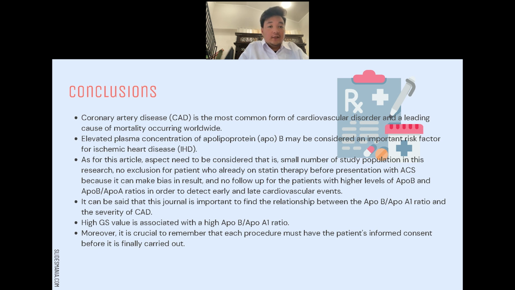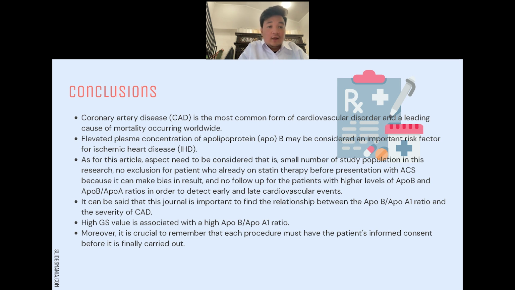As for this article, aspects that need to be considered are the small number of study population in this research, no exclusion for patients who are already on statin therapy before presentation with ACS because it can make biased results, and no follow-up for the patients with higher level of APOB and APOB or APOA1 ratio in order to detect early and late cardiovascular events. It can be said that this journal is important to find the relationship between the APOB or APOA1 ratio and the severity of CAD. High GS value is associated with a high APOB or APOA1 ratio.